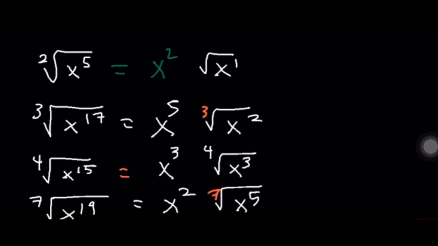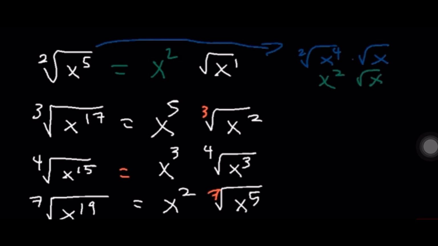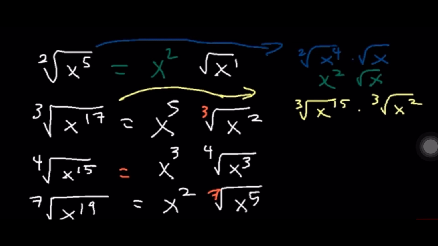But remember, if you want to show your work, let's focus on this one. What you could have done is rewrite it as the square root of x to the 4th times the square root of x. And 4 divided by 2 is 2, so you get x squared root x. Now for this example, if you want to show your work, I would split it into 15 and 2. The cube root of x to the 15th times the cube root of x squared. 15 plus 2 is 17. But 3 goes into 15 5 times evenly, because 15 divided by 3 is 5. So that's how this turns out to be x to the 5th cube root x squared.